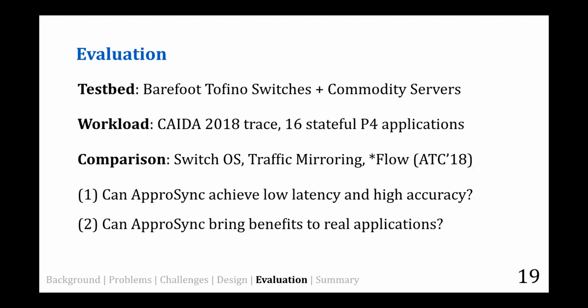We choose a 1-hour KDA trace and 16 stateful P4 applications to evaluate ApproSync. We compare ApproSync with 3 methods: switch OS in our Tofino switches, traffic mirroring, and Star Flow. Star Flow is a variant of traffic mirroring that uses an LRU cache for rate control. We evaluate ApproSync to answer 2 questions. First, can ApproSync achieve low latency and high accuracy in state synchronization? Second, can ApproSync bring benefits to real applications?